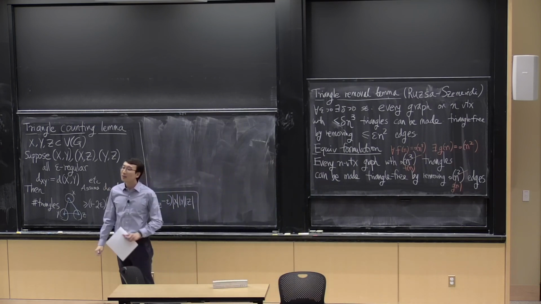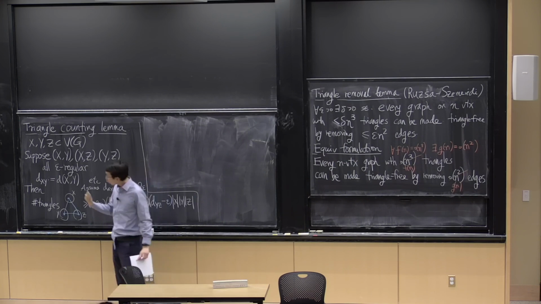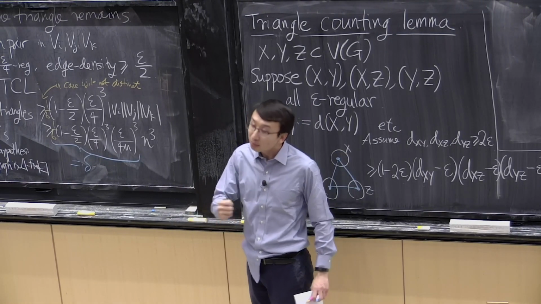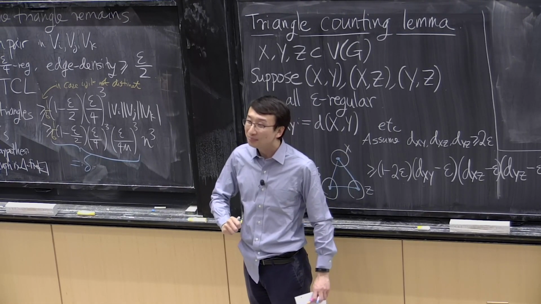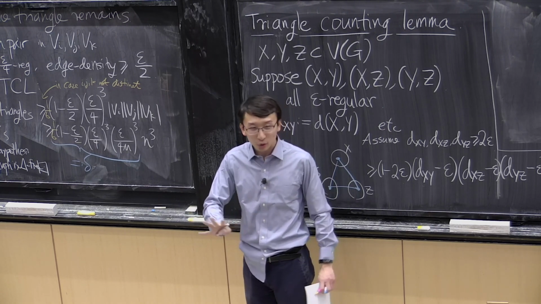Yes? Is there a way to generalize the triangle counting lemma to a general graph? Okay, you're asking, is there a way to generalize the triangle counting lemma to a general graph? So yes, we will see that not today, but I think next time. Okay. Any more questions?